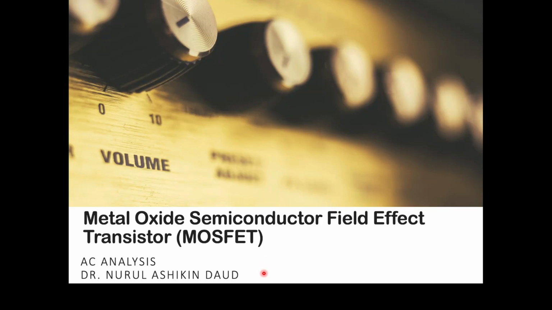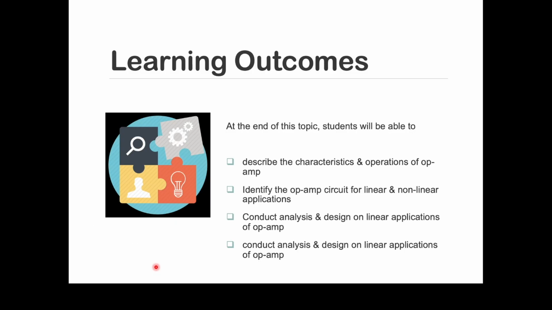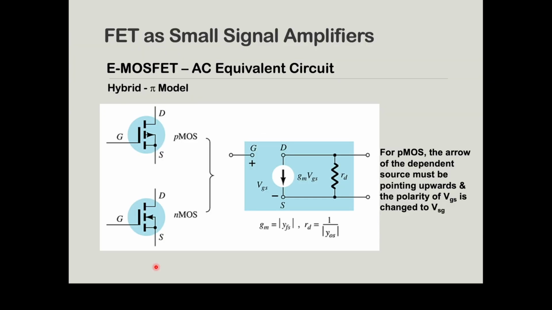So today we will continue our discussion on MOSFET, which is the last topic for MOSFET regarding the AC analysis. So here are the learning outcomes that you should learn in this topic, which is that you should know how to conduct the AC analysis on linear applications of MOSFET. Alright. So this is the hybrid pi model, same as BJT.